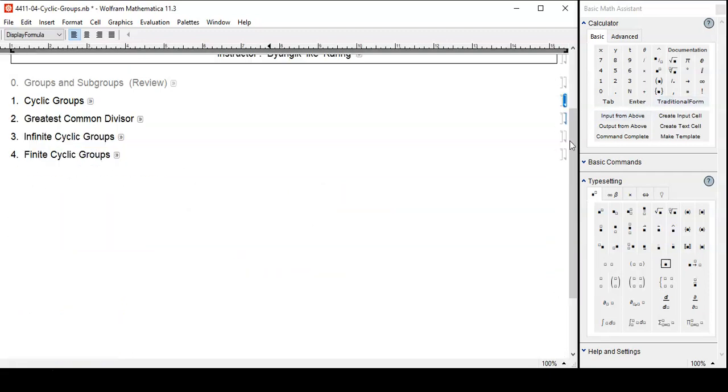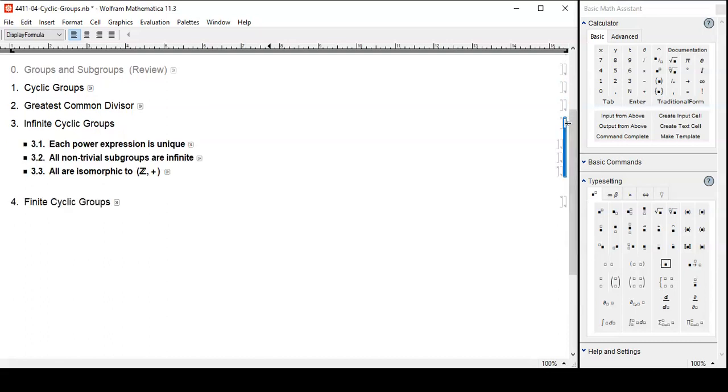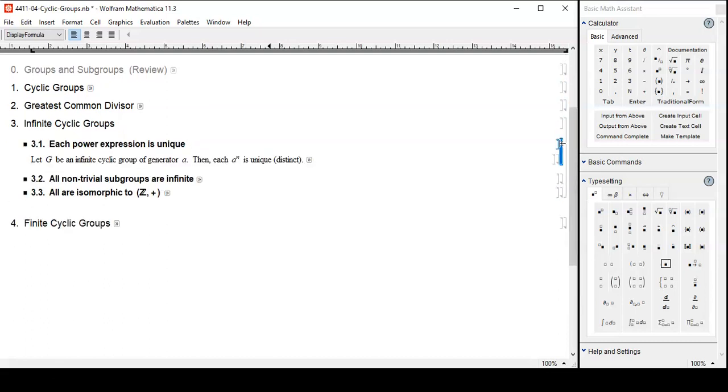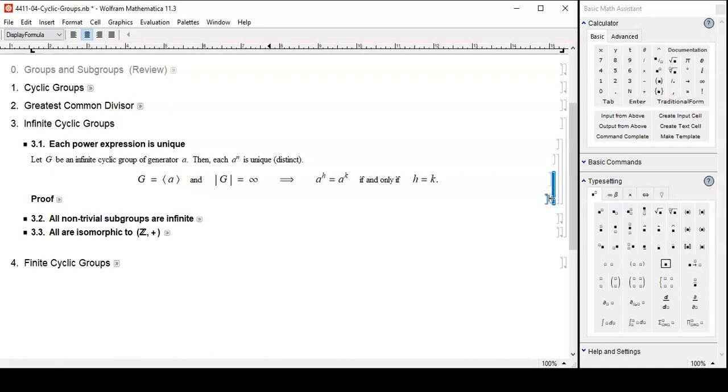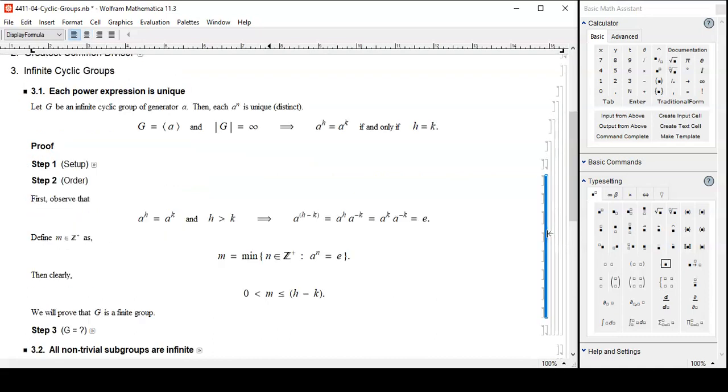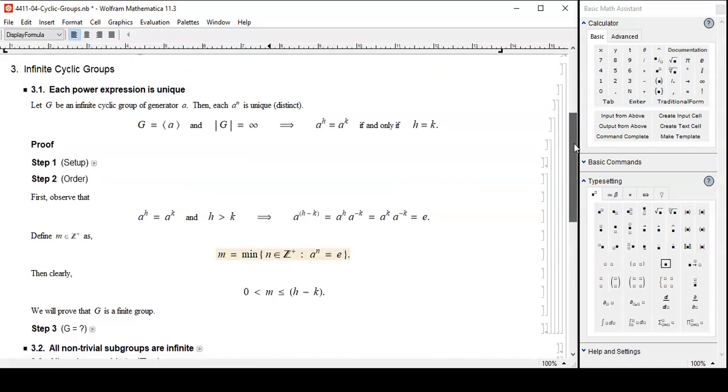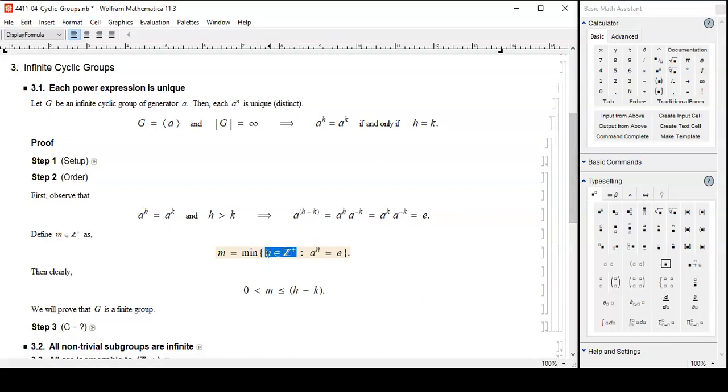And then we used pretty much the same argument in 3.1, when we proved that each power expression of an infinite cyclic group is unique. In other words, they're all distinct. And we used proof by contradiction, and we set up like this. Pretty much the same: the smallest positive integer so that a to that power is e. And then we take the minimum of that non-empty subset of Z plus, and that's how we get m.